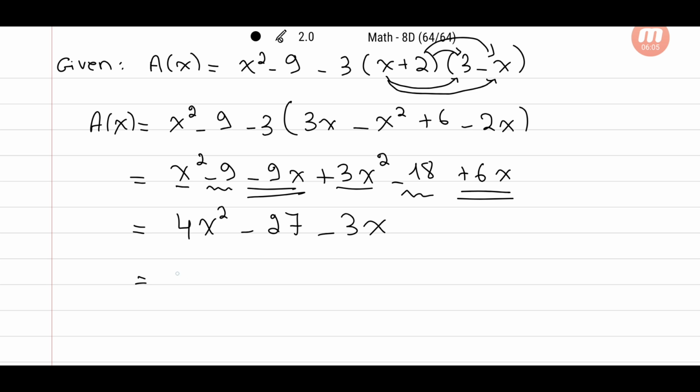Now I write it in the correct order. 4x² − 3x − 27, from the greatest exponent to the least exponent, and the number at the end. Now I'm done with part A.